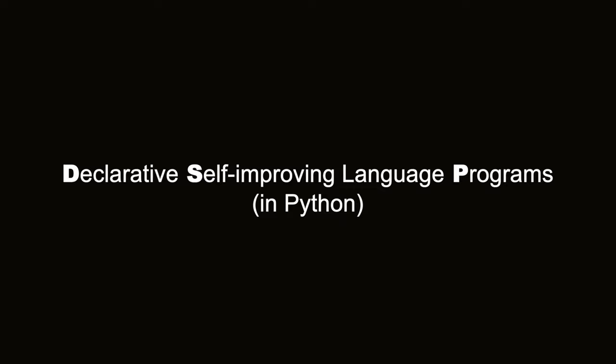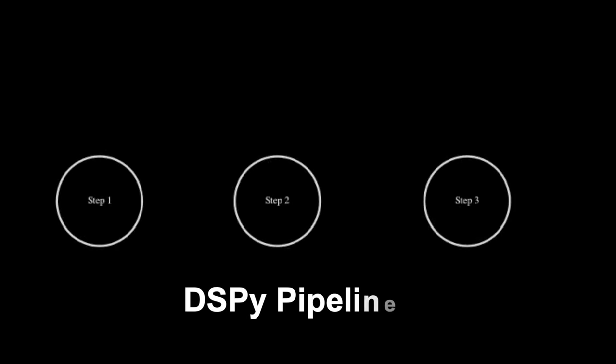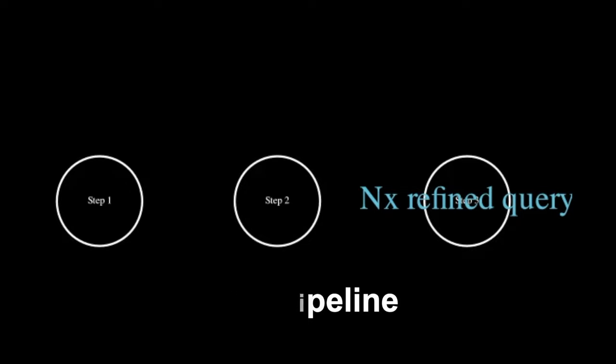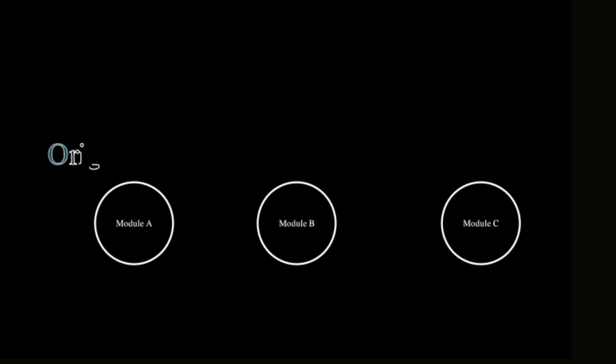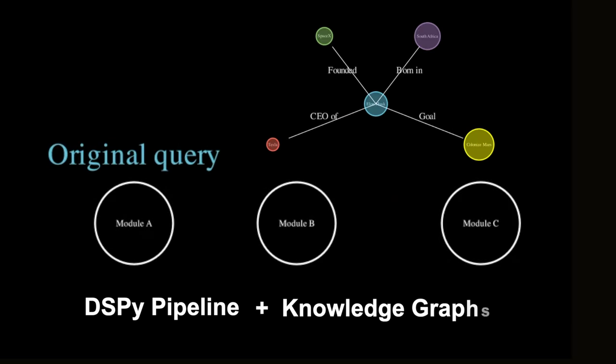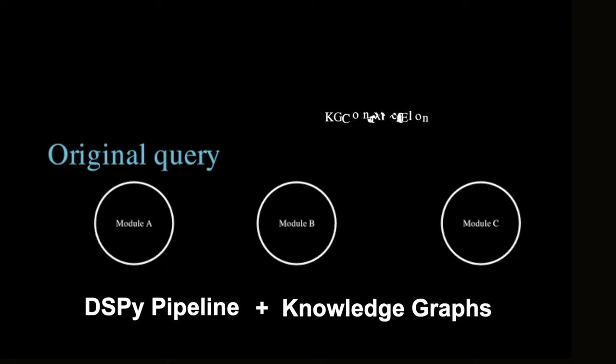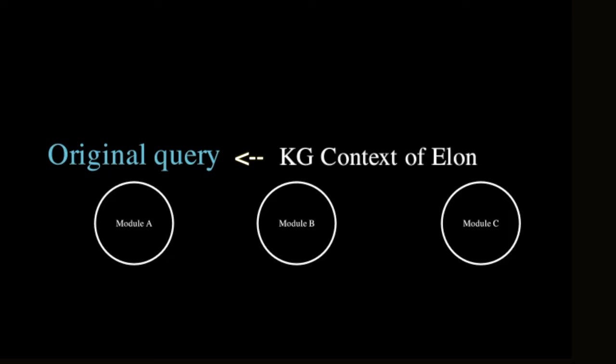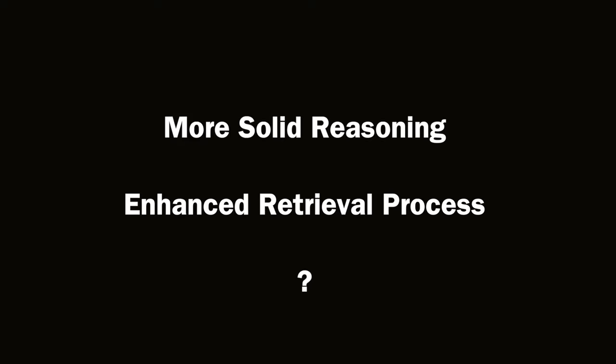The DSPY framework has caught a lot of attention recently because of its potential to create pipelines that can learn and improve themselves automatically, which probably means that developers don't need to rely as much on fine-tuning prompt templates manually. In this video, we want to build our custom DSPY pipeline by integrating knowledge graphs, because knowledge graphs have the ability to provide rich contextual information. We're gonna test if this pipeline can enhance the system's retrieval and reasoning abilities.